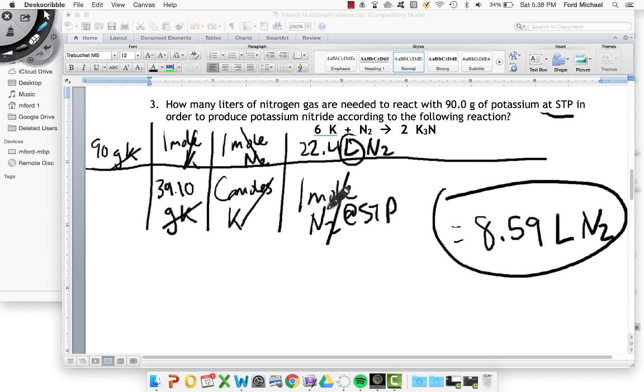Does this make sense to us? 90 over 39 is a little bit more than 2. 2 divided by 6 is about 0.6. A little less than half of 20 is 8.6. So that does make sense to me. I hope this helps, and we'll see you soon.